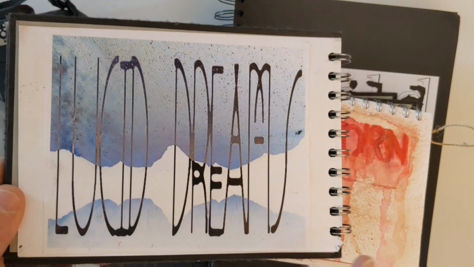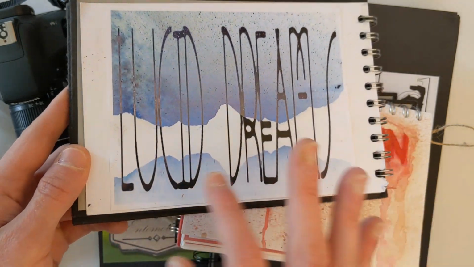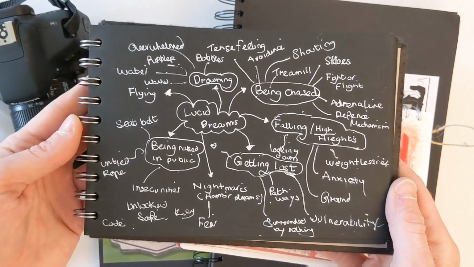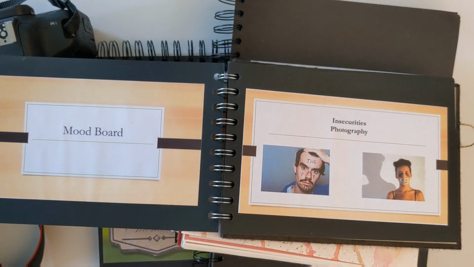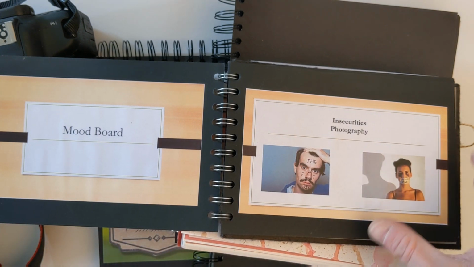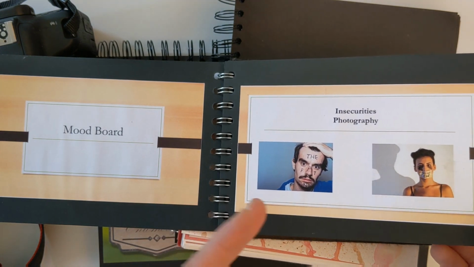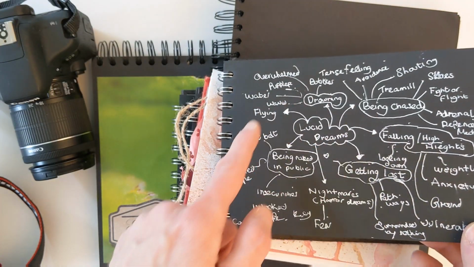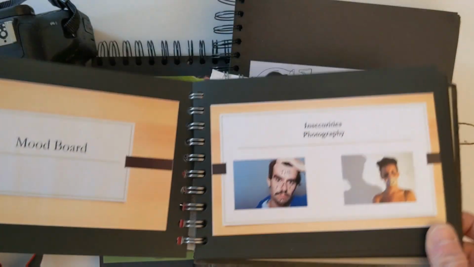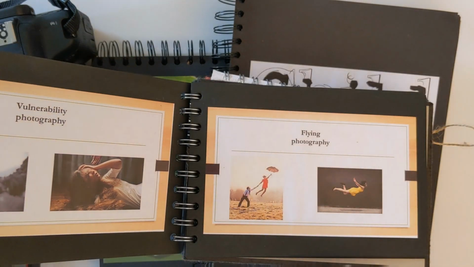So these were some of the mind maps that I showed you from the previous video. This one says Lucid Dreams. This is their title page, and this was their mind map that I showed you before. And then what they've done with their mood board is they've given it a little title, and also separated each section of their mood board into keywords using PowerPoint. So they've picked out insecurities as one of their keywords from the mind map, and they've made a very brief mood board there with just 2 pictures, which is absolutely fine.